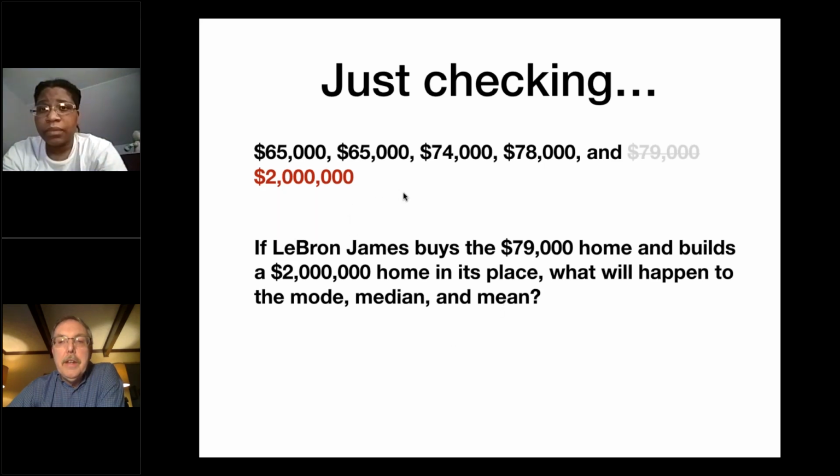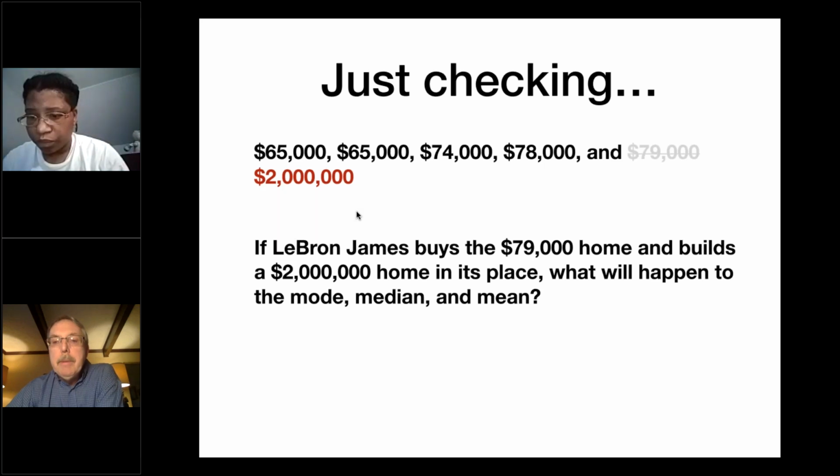Now remember we said the last time the mode was 65,000, because that appeared 2 times and the other numbers appeared only 1 time. So the mode, or the most times, was seen by the $65,000. Now we still have a list of 5 numbers. We scratched the other one off because he tore that house down and built his $2 million house in its place. So we still have a list of 5 numbers.